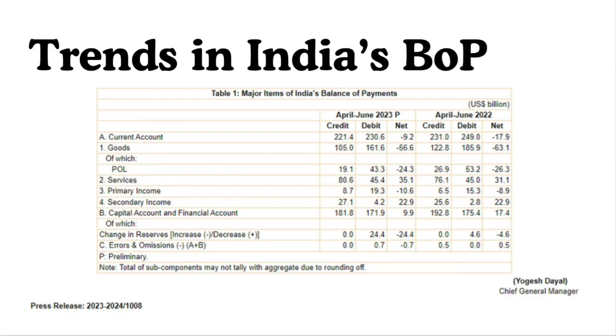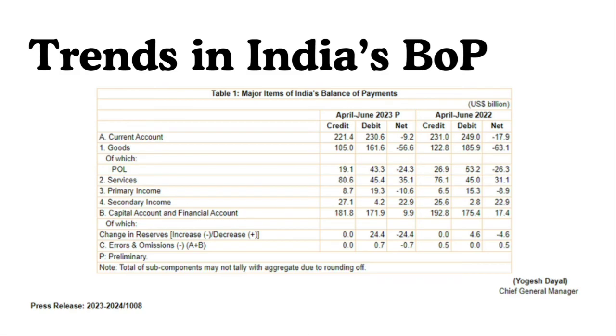According to the Q1 results, India's current account deficit has narrowed to 9.2 billion dollars, that is 1.1% of GDP in Q1 of 2023 to 24, from 17.9 billion dollars, that is 2.1% of GDP, when you compare Q1 of 22 to 23. But it was higher than the US dollars 1.3 billion in the preceding quarter.